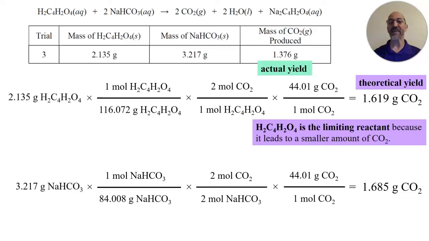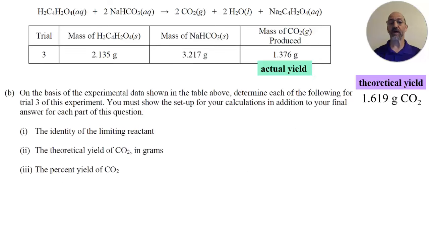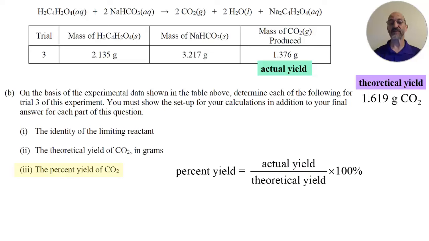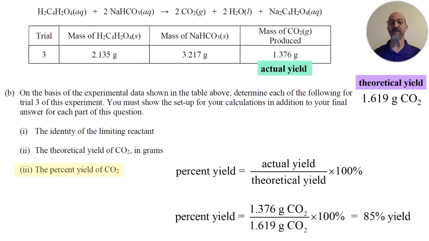So what do I do with the actual yield and the theoretical yield? Well, it looks like I have to calculate the percent yield of CO2. So the percent yield of CO2, that's going to be the actual yield from the data table, so 1.376 grams, divided by my calculated value for the theoretical yield, which is 1.619 grams. And when I do that math, and then times 100, I get 85% yield.